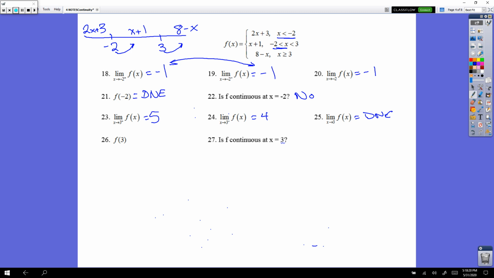Plugging in 3, I'm going to plug into the bottom equation because the domain states x is greater than or equal to 3. So 8 minus 3 gives me 5 again. But again, since the limit as x approaches 3 doesn't exist, and f of 3 equals 5, they're not the same, it is not continuous at x equals 3.